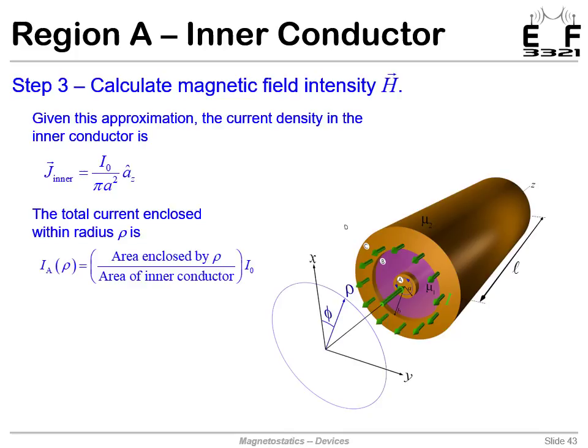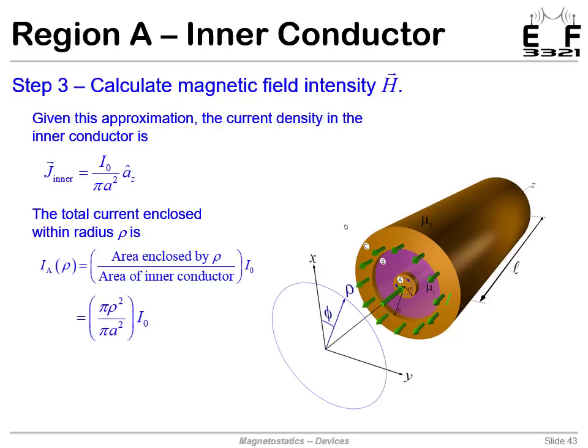However, we're only interested in the current that is enclosed within this blue circle here, because that's where we're going to do our line integral. So we'll come up with a ratio here. We have the area enclosed by our rho, that's the radius from the center out to the blue line, divided by the total area of the inner conductor. So we take this ratio, multiply that by the total current, and that gives us the current enclosed in region A as a function of rho. As rho increases, we're encompassing more and more of that current, so that number will be a function of rho.